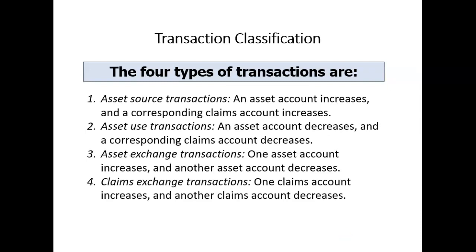Okay? So when it comes to our different events, they're going to fall under one of the four categories that you've probably been studying: an asset source transaction, which means an increase in an asset and a corresponding increase in a claim against assets; an asset use transaction, an asset account decrease and a corresponding decrease in a claim; an asset exchange transaction, where there are two asset accounts involved, one goes up, one goes down; or a claim exchange transaction.